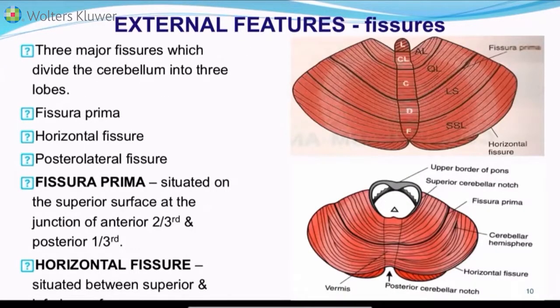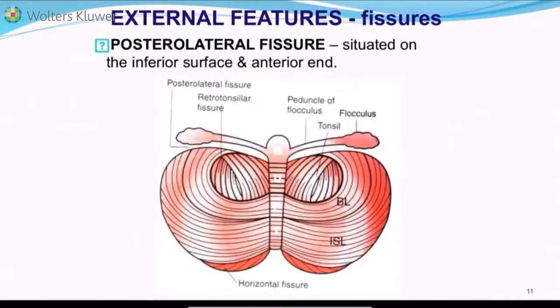Coming to the fissures, it has three major fissures which divide the cerebellum into lobes: fissura prima, horizontal fissure, and posterolateral fissure. Fissura prima is situated on the superior surface at the junction between anterior 2/3 and posterior 1/3. Horizontal fissure is situated between the superior and the inferior surfaces. Posterolateral fissure is situated on the inferior surface and its anterior end.